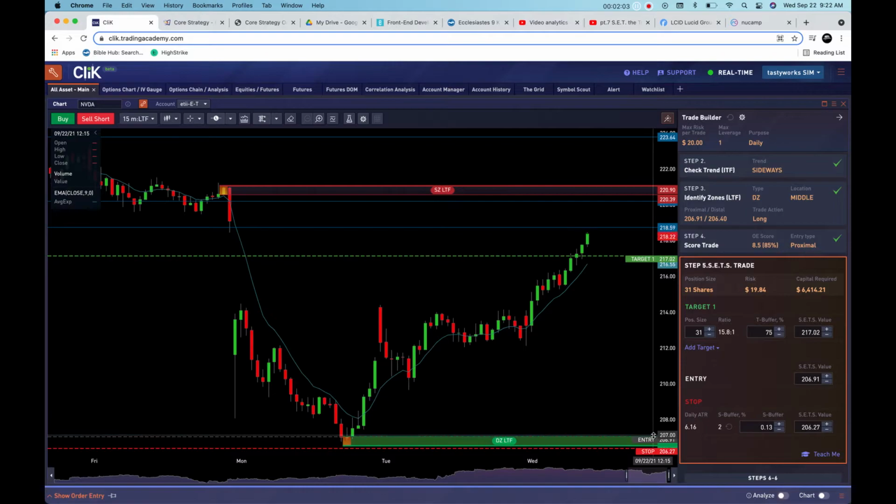I get my entry. I look at the daily ATR. NVIDIA is killing it with 6.16. Their ATR is excellent, superior. So now you're basically just going to take that formula and do it again, but you're going to do it closer to current price. So look, here's a move out. It looks like it might be greater than 2 to 1.